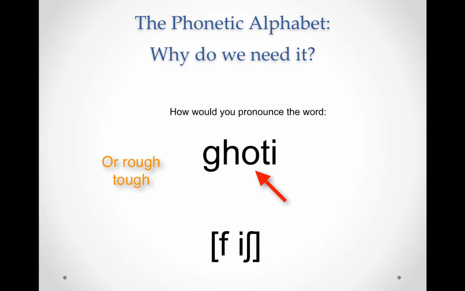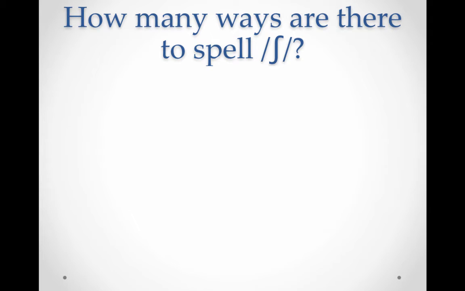The O can be pronounced E, as in the O in the word women. And the TI, spelled TI, can actually be a sh sound instead of a T sound, as in words like communication or transportation. How many ways are there to spell sh? Well, we have a lot of them, as you can see.